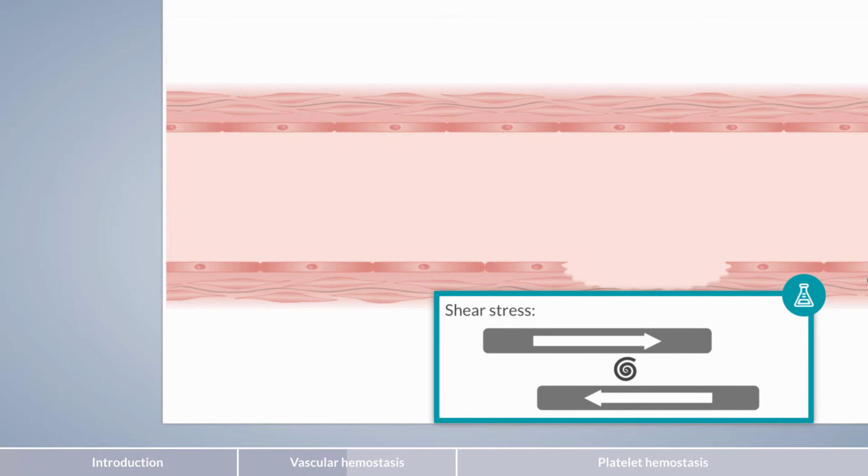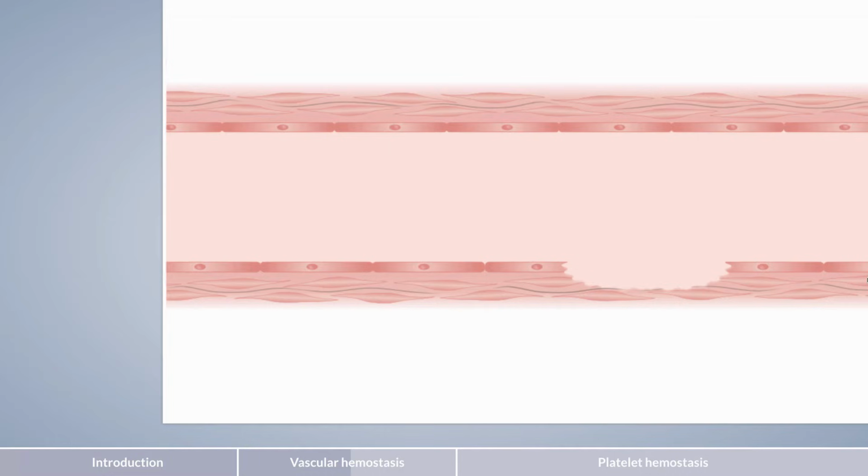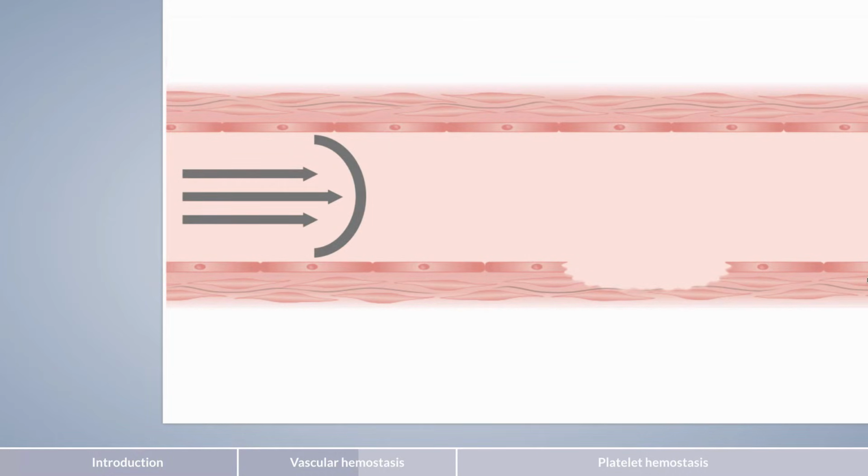But where does shear stress occur in blood? Let's imagine a laminar flow, where blood flow is faster in the middle of the vessel than at the vessel wall. Shear stress is generated between these layers with different flow rates. Shear stress is greatest at the external vessel wall as a result of friction and decreases towards the middle of the vessel. So why is this relevant for hemostasis?